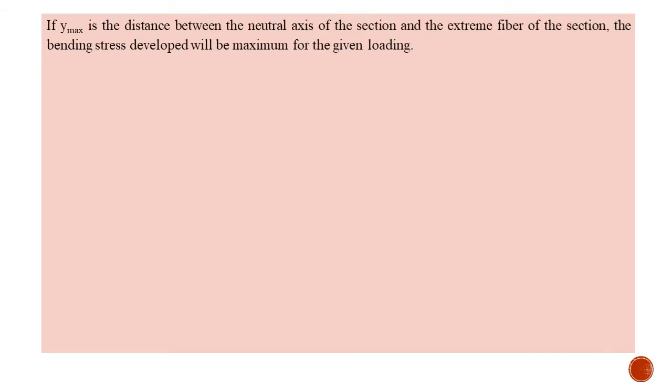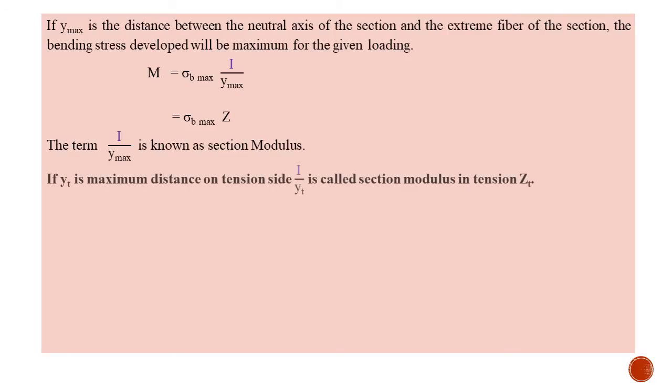If y max is the distance between the neutral axis of the section and the extreme fiber of the section, the bending stress developed will be maximum for the given loading. Bending moment M equal to sigma b max into I by y max. That is equal to sigma b max into Z. The term I by y max is known as section modulus.